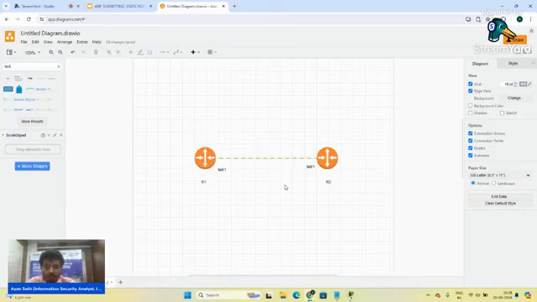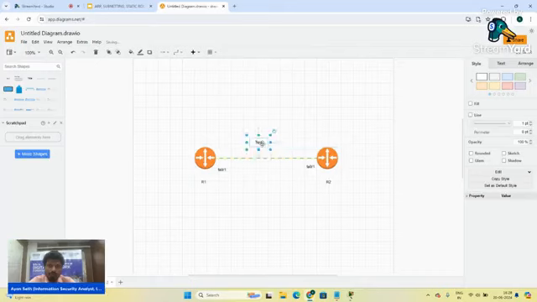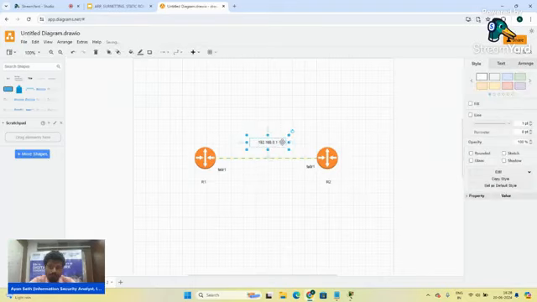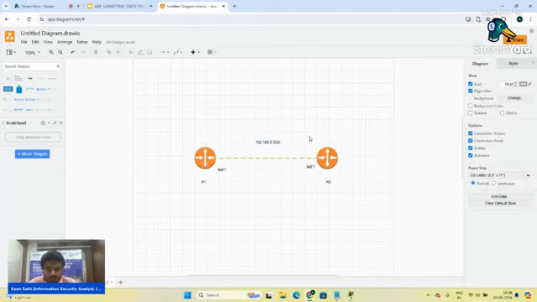Okay, so when R1 and R2 are connected to each other, that is called a point-to-point connection, right? So in the point-to-point connection, what happens if we assign a network of /24, a class C network? How many IP addresses do we need here? We need only two IP addresses, for the FA0/1 interface of R1 and for the FA0/1 interface of R2. But what are we getting here? We are getting 256 IP addresses. So we need only two IP addresses, but we are getting 256 IP addresses. That means 254 IP addresses are wasted.